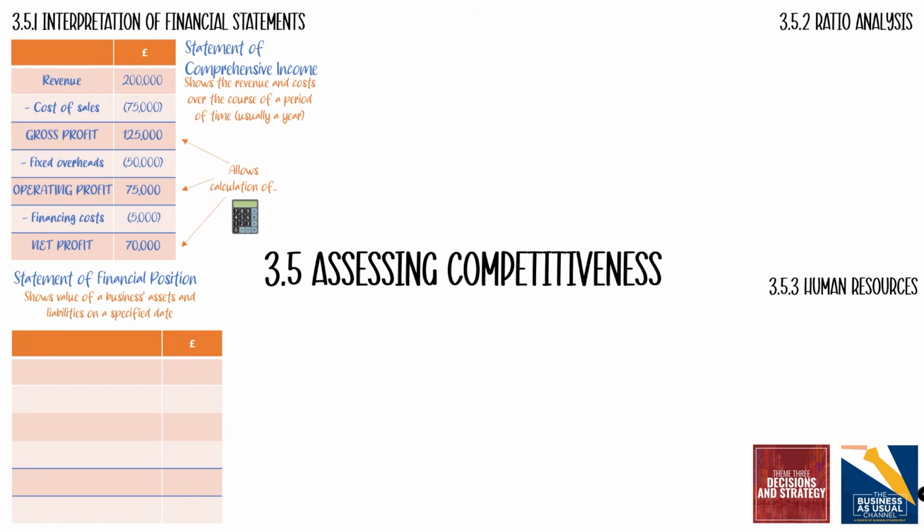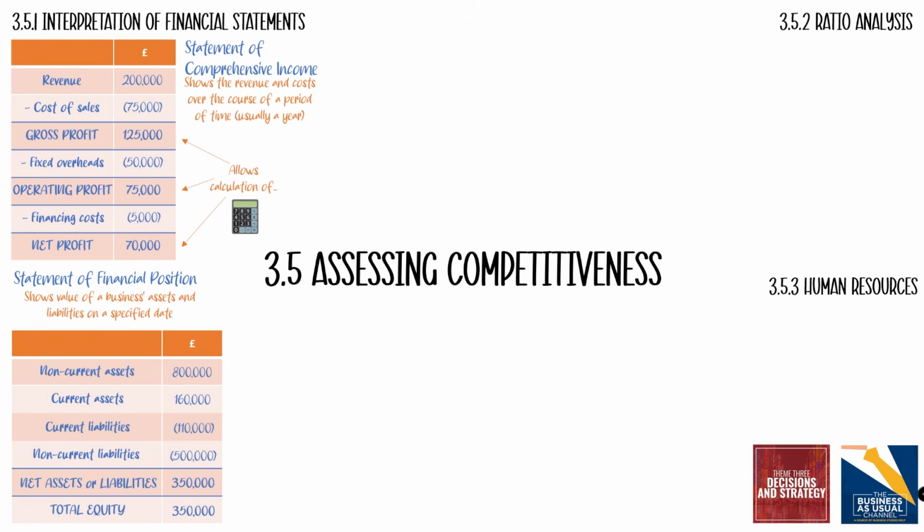The second statement is the statement of financial position, and this shows the value of a business's assets and liabilities on a specific date. This is a simplified version, but it would always look like this, just might not have all of the bits in. We've got our non-current assets and our current assets. So these are our long-term and short-term assets.